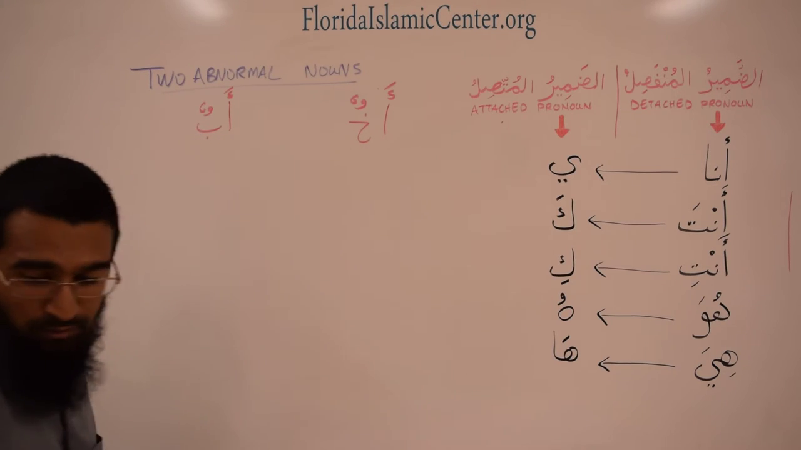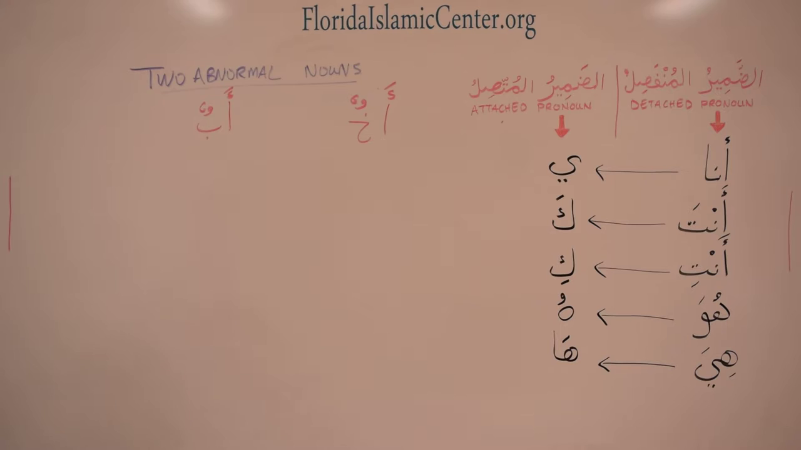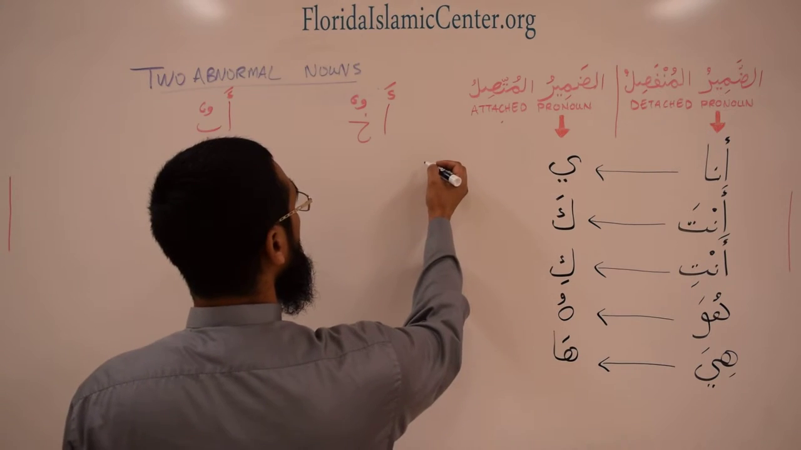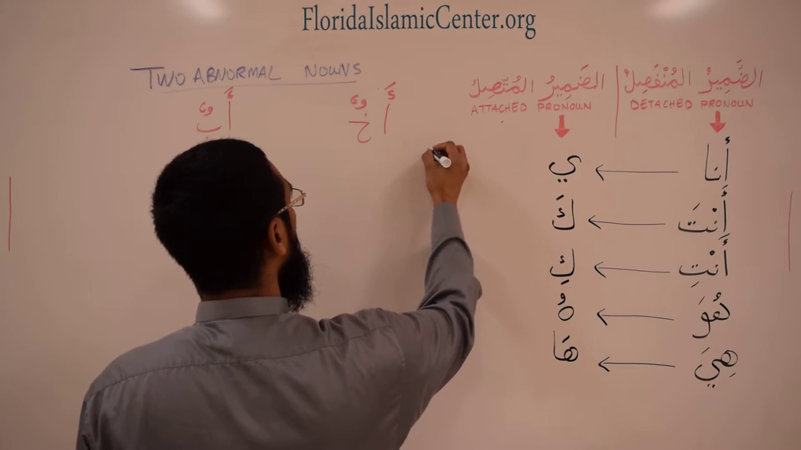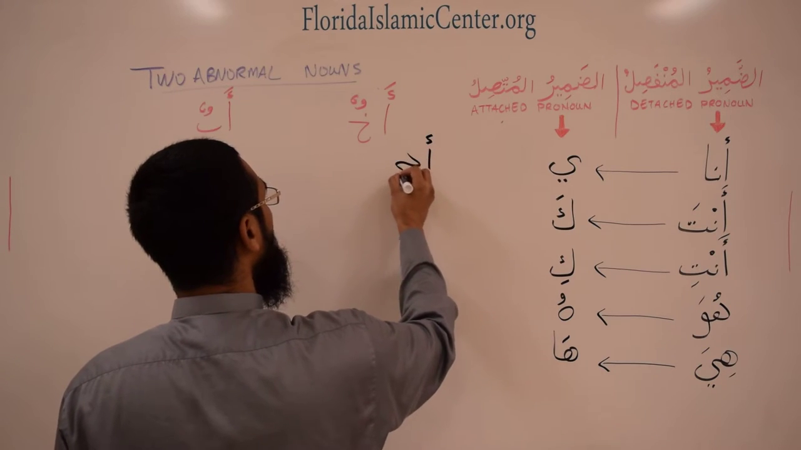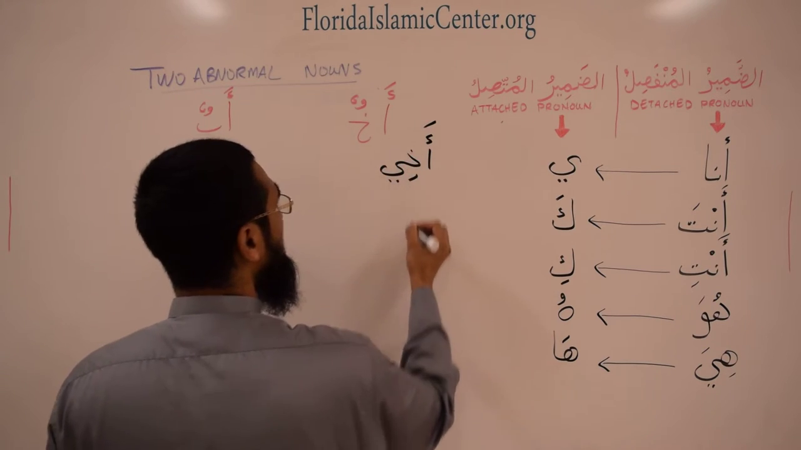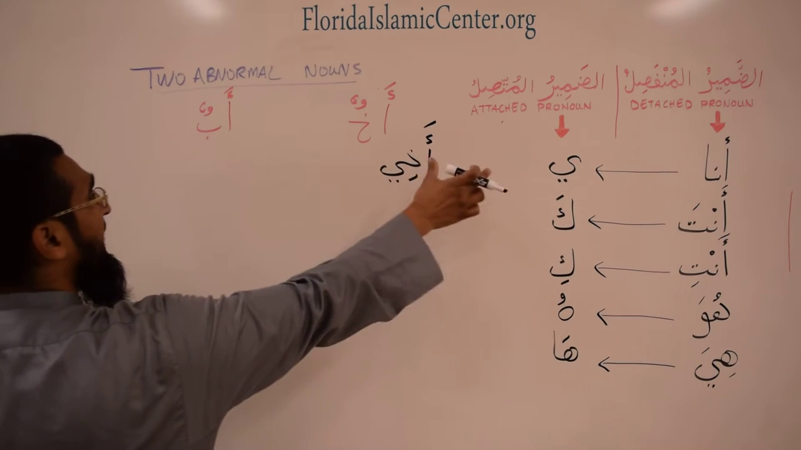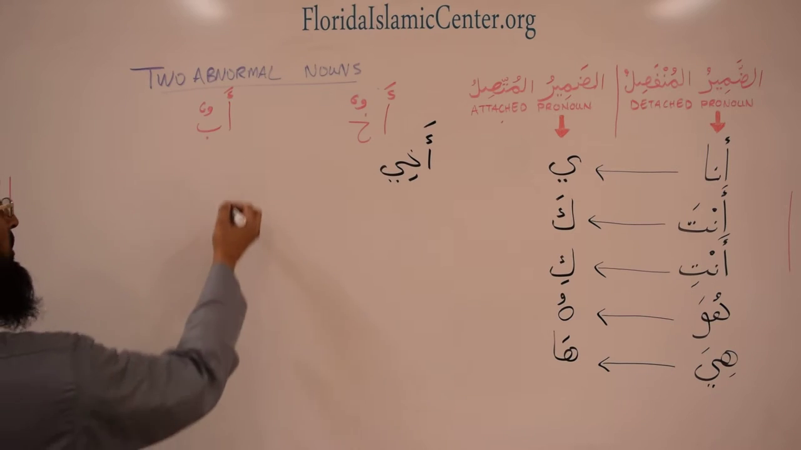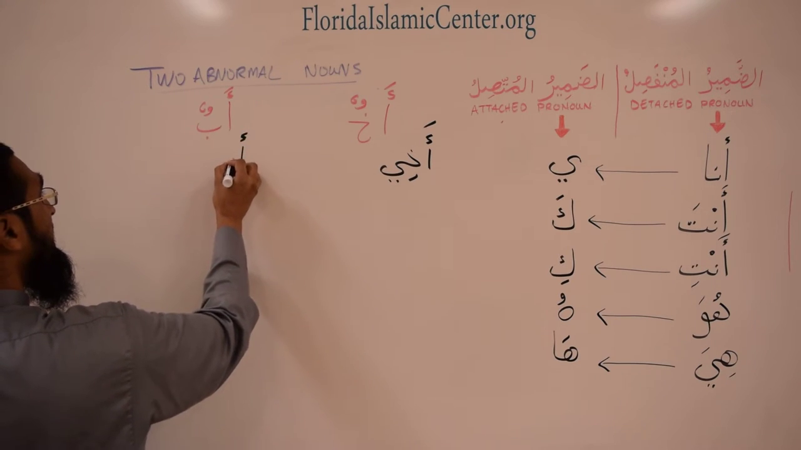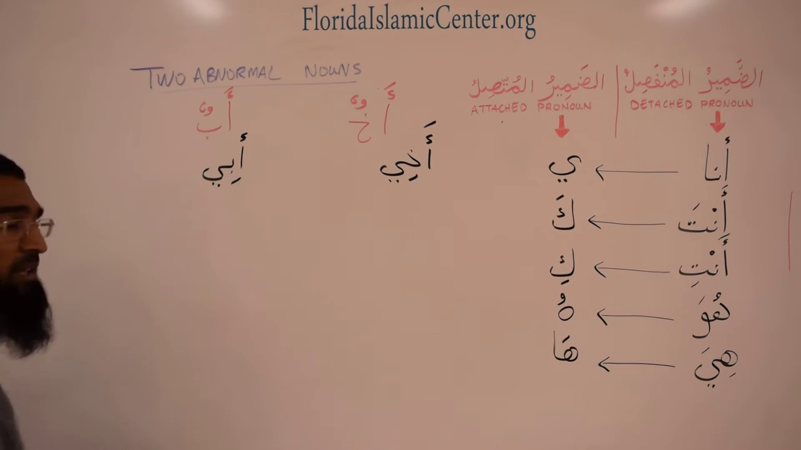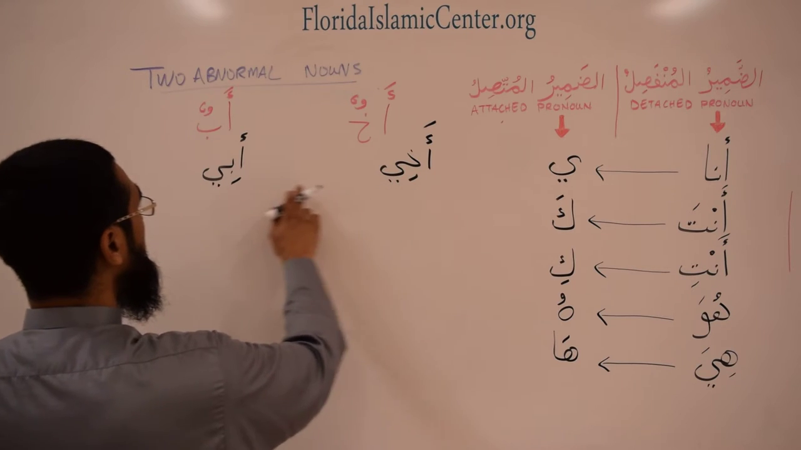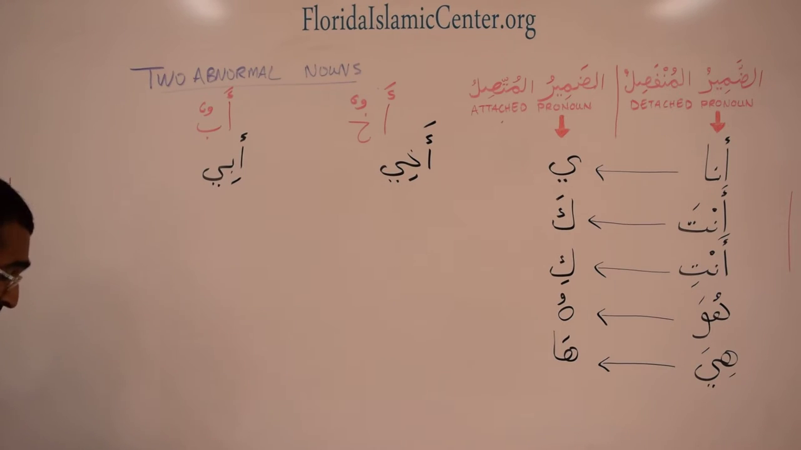Okay, so let's write it down. For the ya, it's just going to be akhi, my brother. And also for ab, when you connect the ya, when you want to say my father, it's normal: abi. Abi means my father. Remember, this is a mudaf, and this is a mudaf ilayhi.